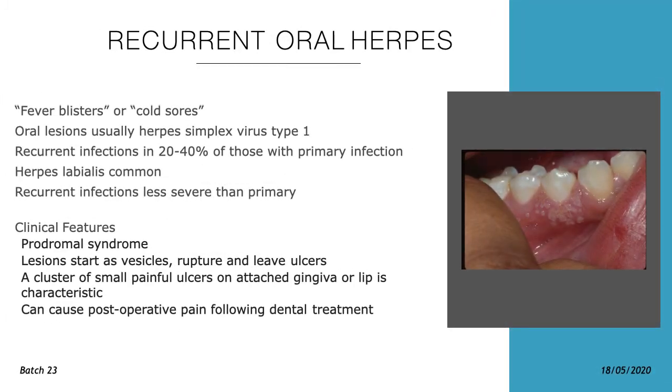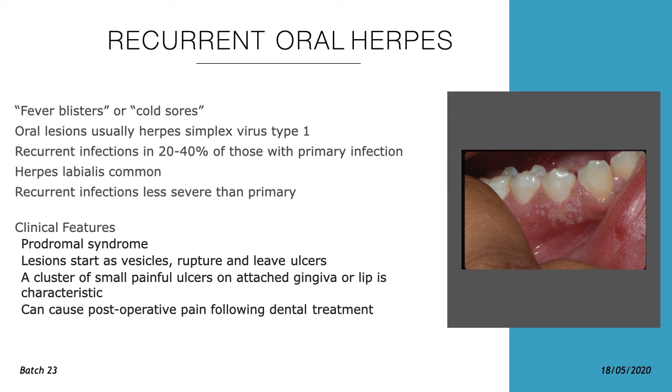Recurrent oral herpes is a recurrence of the primary herpes virus type 1. It is a recurrent infection of the primary. So it is most frequently seen in patients who have already been infected with primary herpetic gingivostomatitis. The recurrent infection is seen in 20 to 40% of those with primary infection, presenting as herpes labialis.